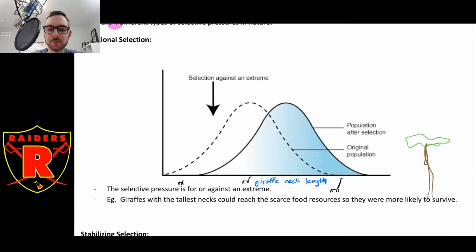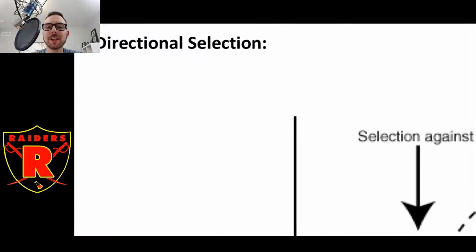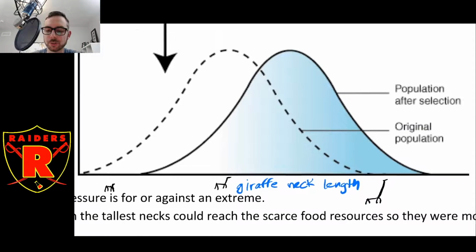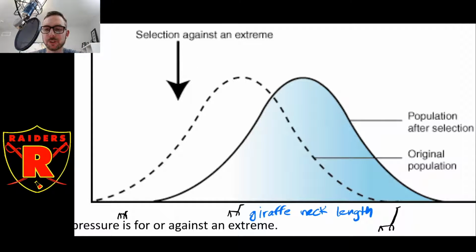Okay, so that's an example of directional selection. Directional selection is when something is shifting always in one direction. More of this, or it could be less of this, all continuously in a single direction. This could go in the opposite direction too, and it would still be considered directional selection.